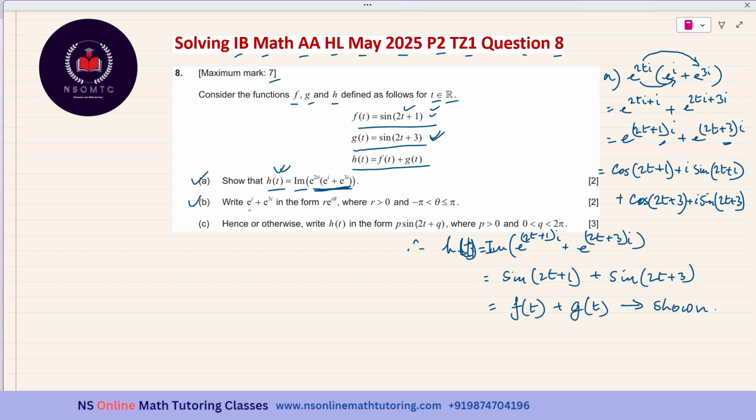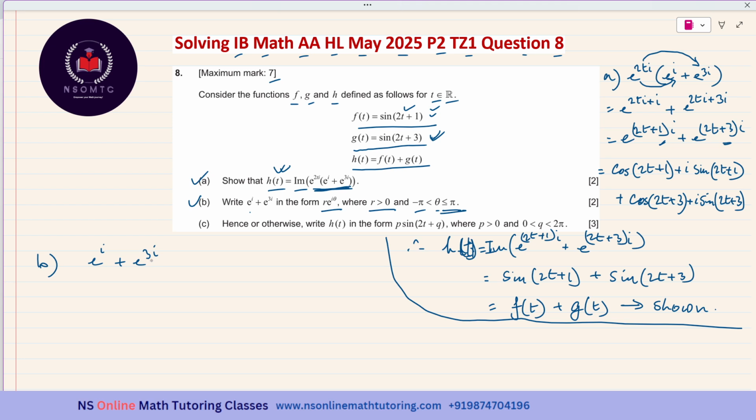So part B, write e to the power of I plus e to the power of 3I in the form of r times e to the power of I theta, where r is greater than 0 because r is the modulus, and theta is greater than negative pi but less than or equal to positive pi. Okay, so subpart B, e to the power of I plus e to the power of 3i.